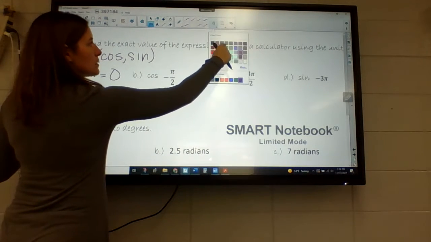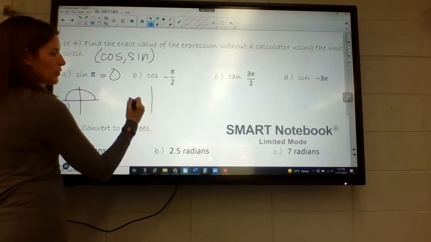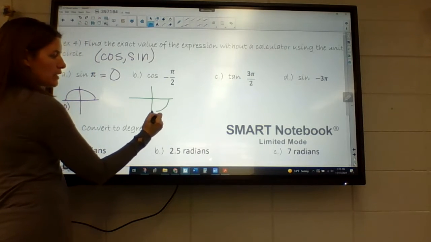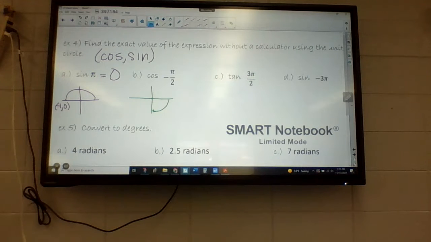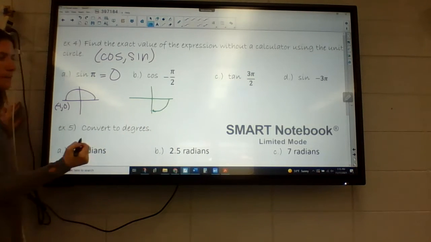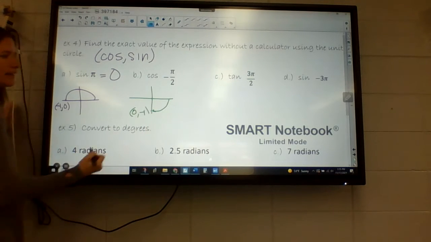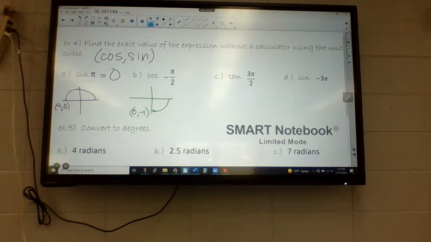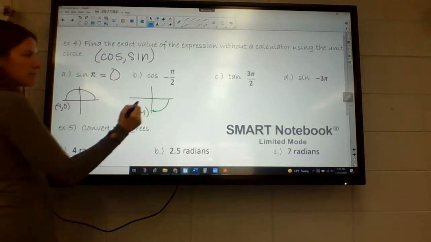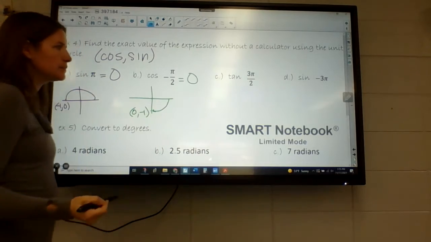Okay. So then -pi/2. We have to go this way. Pi would be halfway around. Pi/2 is here. And then cosine, remember, is the first term, or the first coordinate. So that'd be 0.